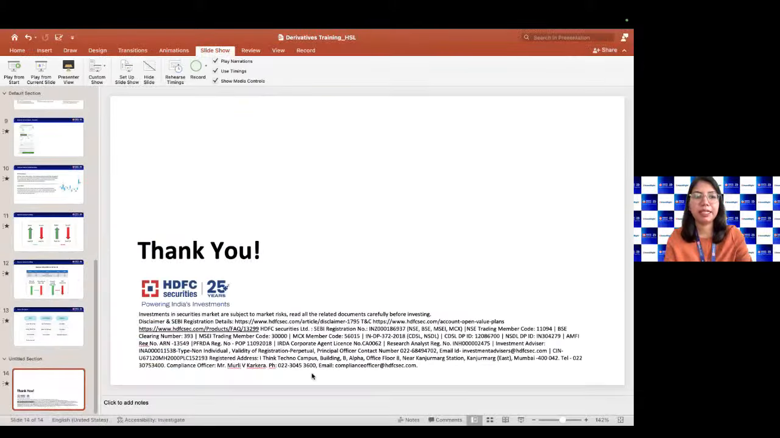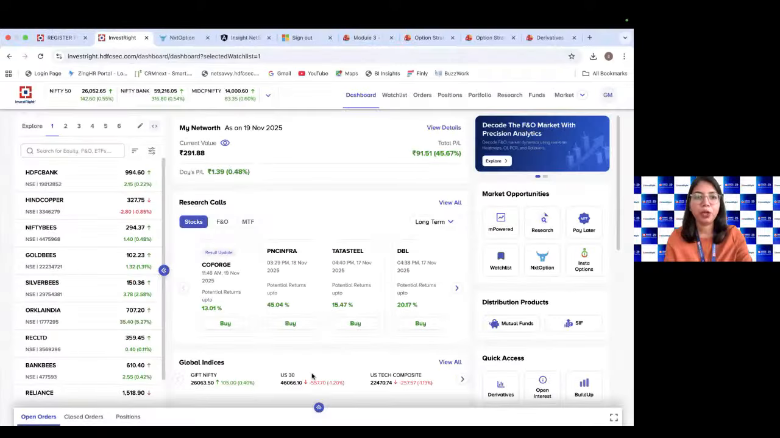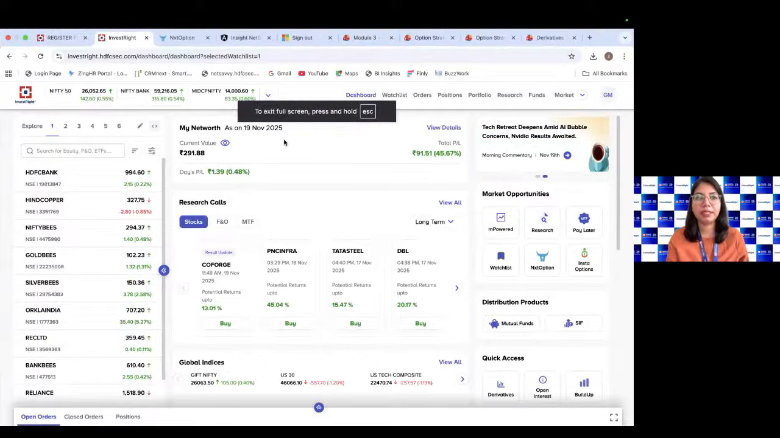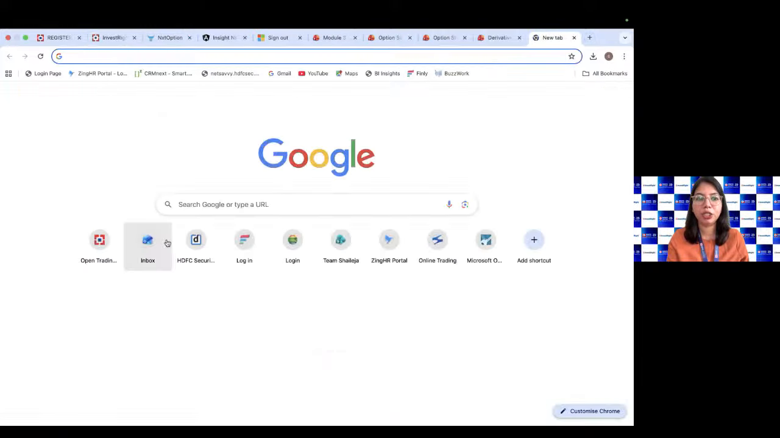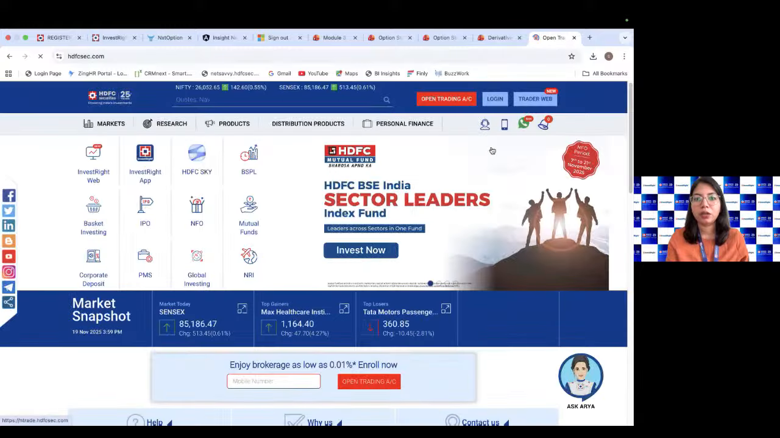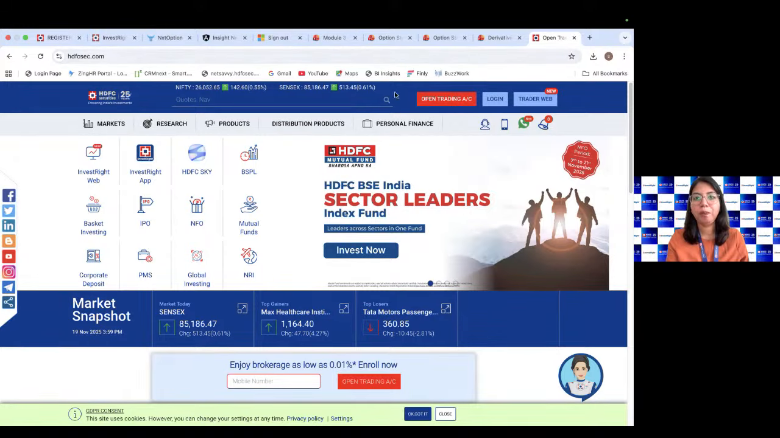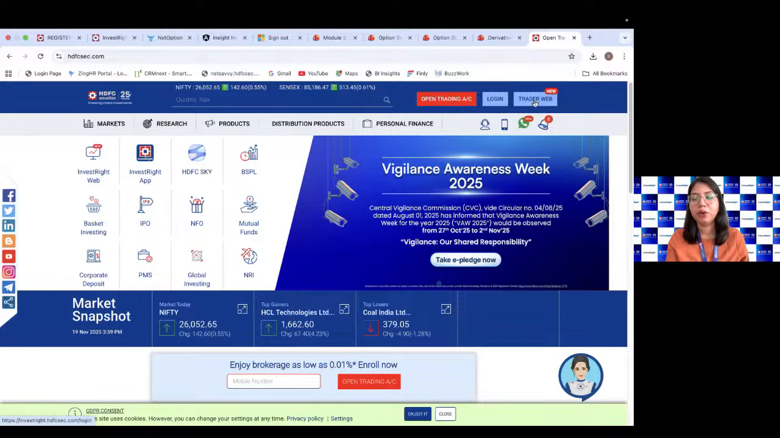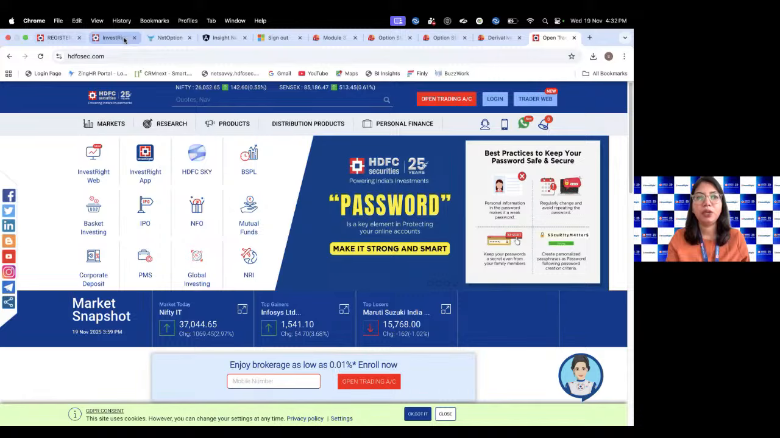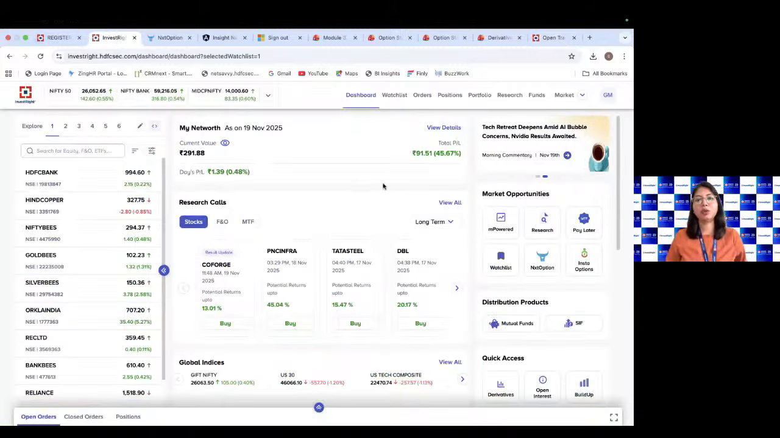Now my screen is still shared and I'm going towards our platform. This is the InvestRight web platform. If you're not familiar with this platform, I'll quickly show you how to log in. When you go to hdfcsec.com, this is the entry point, trader web. If you click over here, you can log in based on your existing credentials and use the platform. This is open for all the HDFC Securities users.